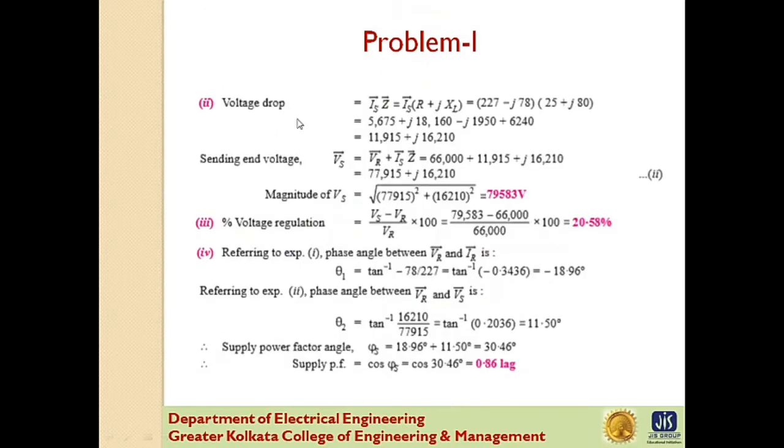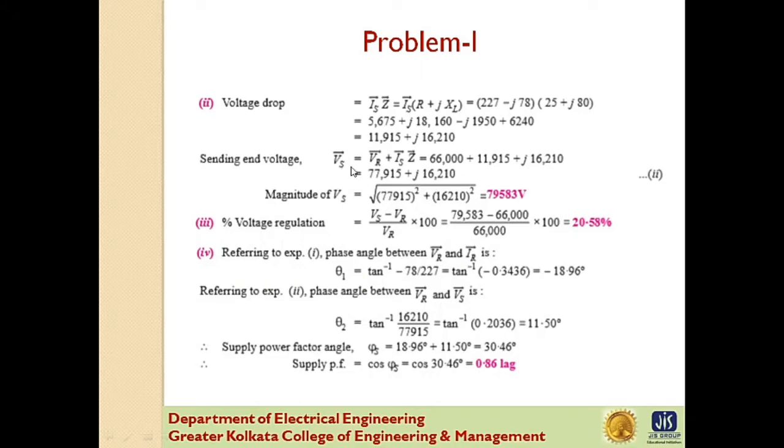Next, what is the voltage drop? Voltage drop is equal to IS into Z. We already know this formula. So put the expression for Z, that is R plus JXL, and putting the value of IS, R and XL, we get the value of ISZ is equal to 11915 plus J16210.